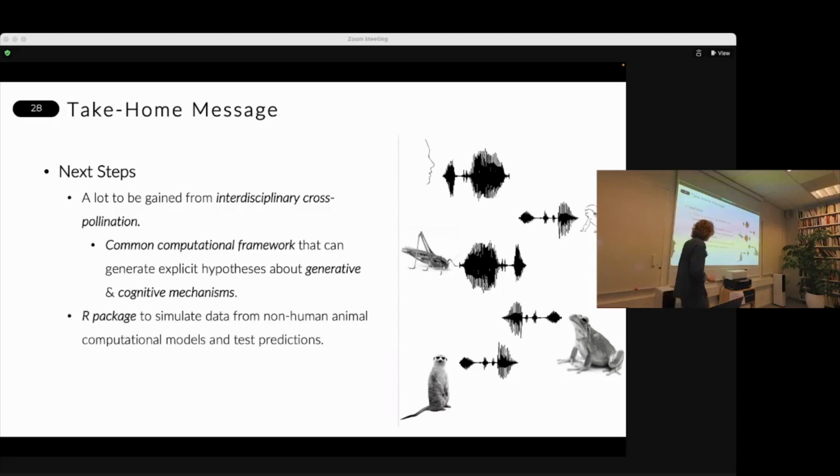One of the last outcomes of this is that we're going to make an R package to simulate data from these non-human computational models. We could even combine it with the spectrogram and sine wave aspects of it, so you can eventually hear the different types of details.